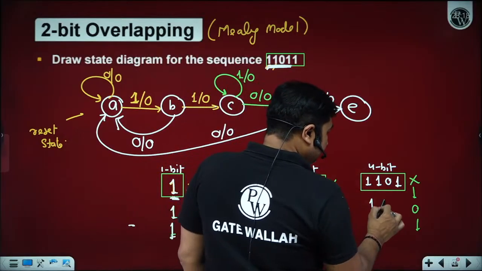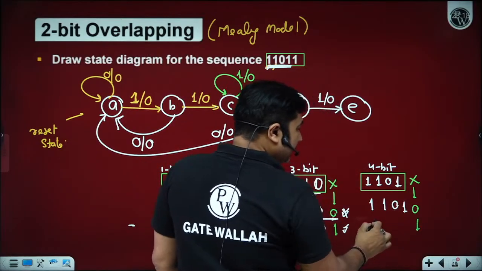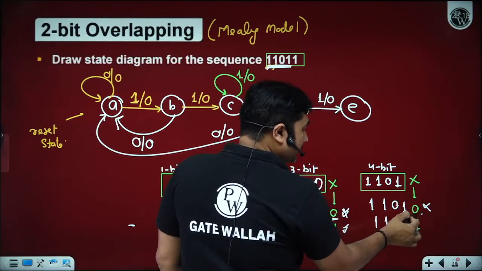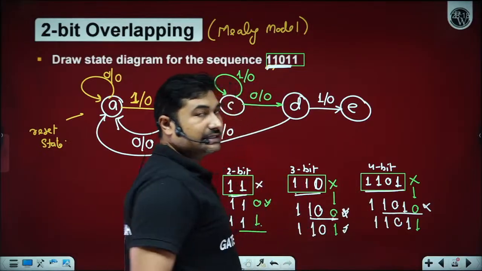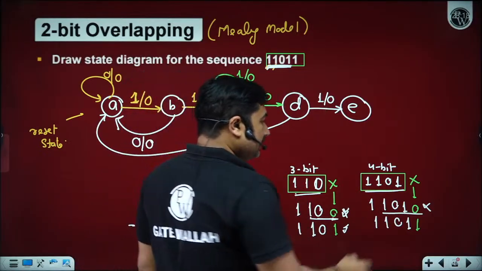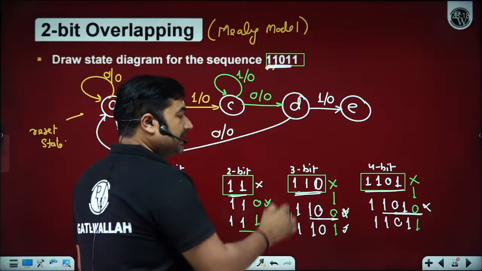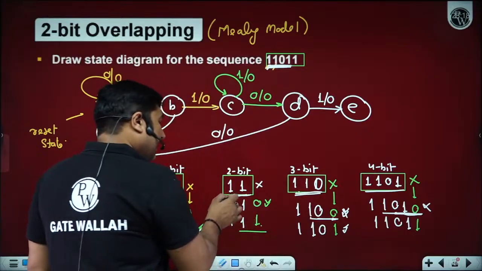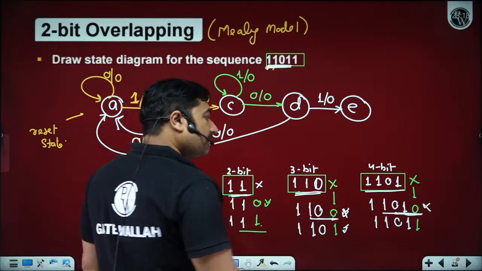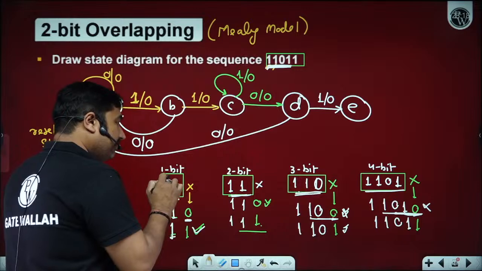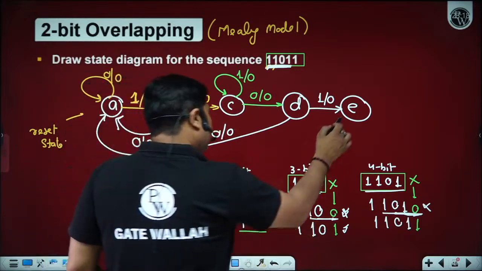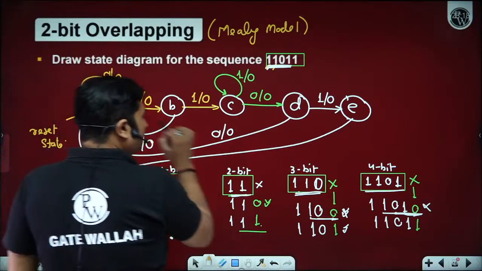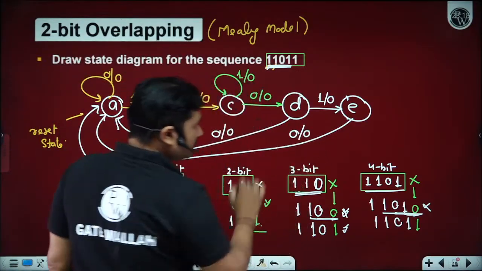If we are getting 0, this is not the required sequence. Compare the last 4 bits with the 4 bit state. If it matches, remain in state E. Otherwise, compare the last 3 bits with the 3 bit state. If it matches, go back to state D. Otherwise, compare the last 2 bits with the 2 bit state. If it matches, go back to state C. Otherwise, compare the last 1 bit with the 1 bit state. If it matches, go back to state B. Otherwise, go back to the reset state. So none of the states are matching, so you will have to go back to the reset state in case of 0.